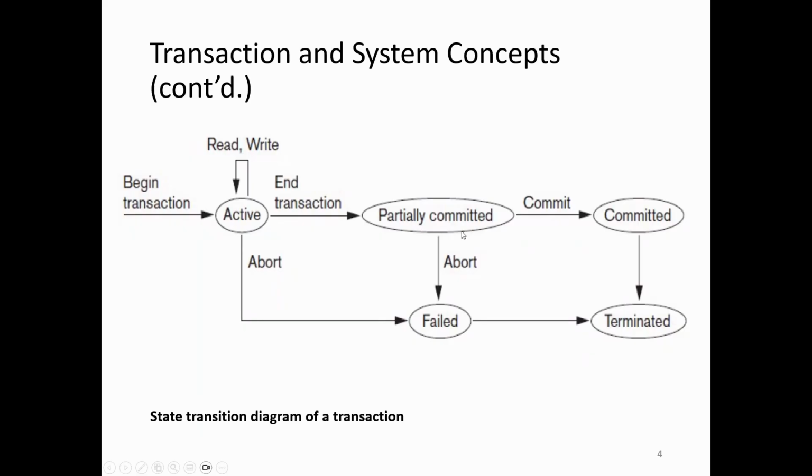In the partially committed state, there is a possibility to abort the transaction, and then it fails. Here in partially committed, there is a possibility to abort, then the transaction fails, and finally after failing, the transaction terminates. Actually, there are various paths.